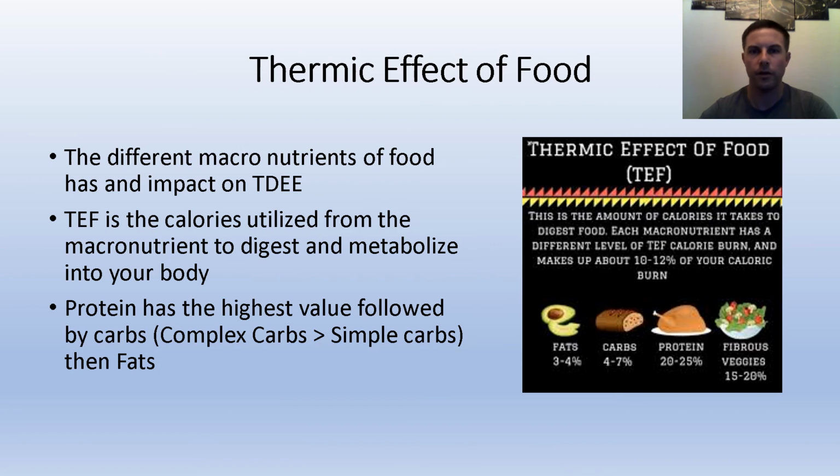So TEF, the thermic effect of food: the different macronutrients that you put into your body have a different impact on your total daily energy expenditure. The thermic effect of food is the calories utilized from the macronutrients to digest and metabolize them in your body. Protein has the highest value, followed by carbs and fats, and of course, complex carbs and simple carbs are a little bit different. Now, granted, these values aren't precise, and depending on the resource provider, they may change slightly. But for the educational purposes of this presentation, we're utilizing this for the examples.